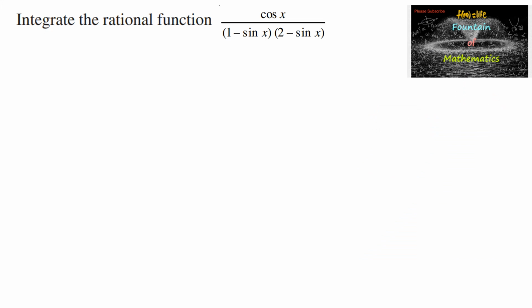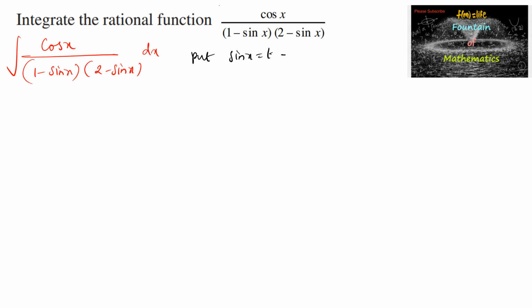Integrate the rational function cos x upon 1 minus sin x into 2 minus sin x. So we can write integral cos x upon 1 minus sin x into 2 minus sin x dx. Let us substitute. Put sin x is equal to t. So on differentiating we have cos x dx is equal to dt. So integral cos x dx is dt upon 1 minus t into 2 minus t.